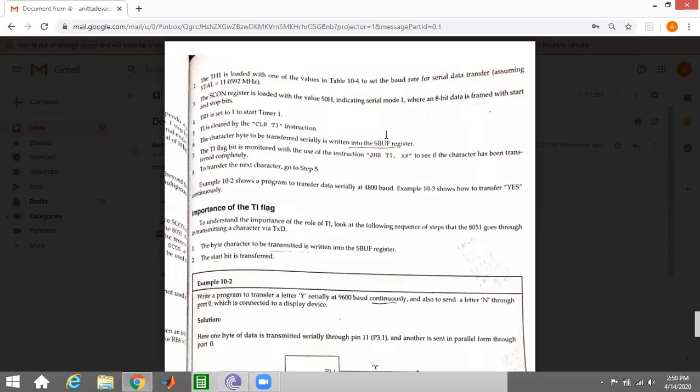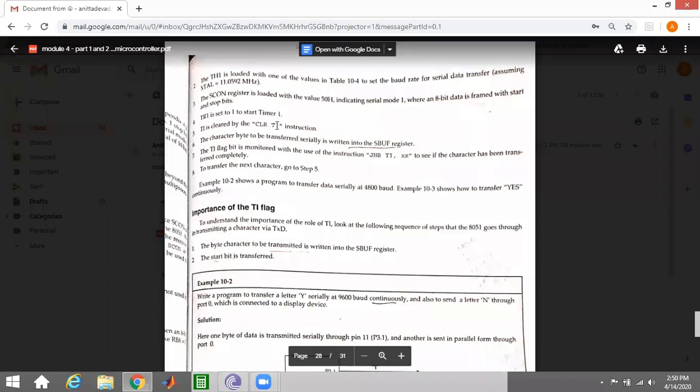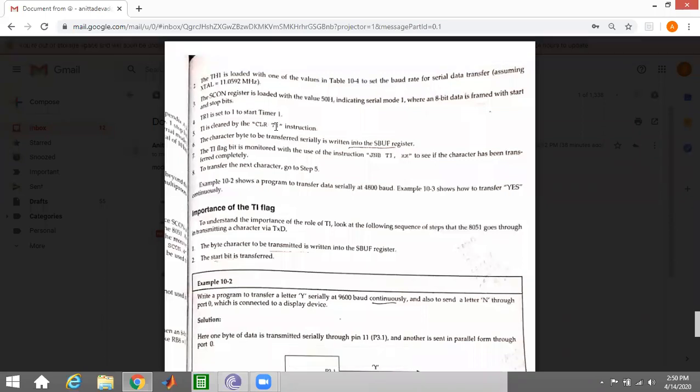Then it is written in SBUF. The timer is already started and we have cleared T1. Why have we cleared T1? Because the data is going to go from SBUF to T1. So we have written the data in SBUF.